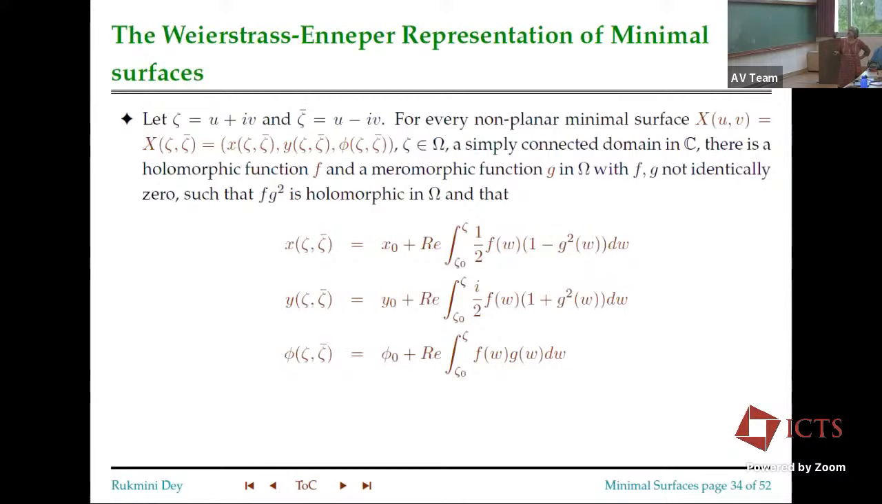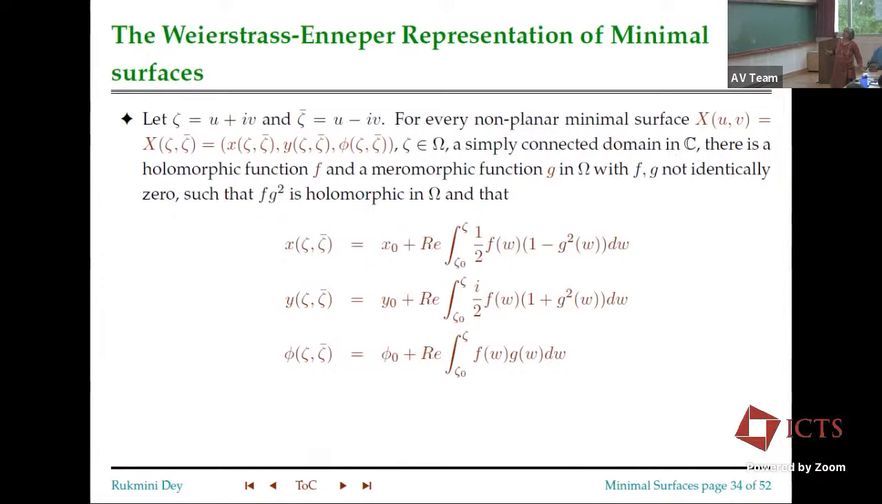So this part is a little technical, but I'll still try to tell you the flavor of it. Okay. So zeta is u plus iv. And zeta bar is u minus iv. Then I want to write it as x of u, v, as x of zeta, zeta bar, y of zeta, zeta bar, phi of zeta, zeta bar, where zeta is running in a domain, say a simply connected domain. Let's just take it to be running in a disk.